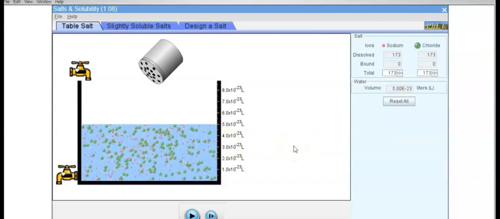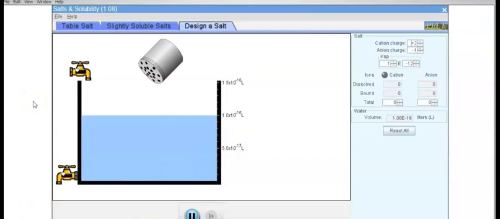So what do you notice? For every one sodium ion, there is one chloride ion. And so that's what we show in our dissociation equation. For every 1 mole of NaCl formula units, we produce 1 mole of sodium ion and 1 mole of chloride ion. So for every 1 formula unit, we have 1 Na+ and 1 Cl-.